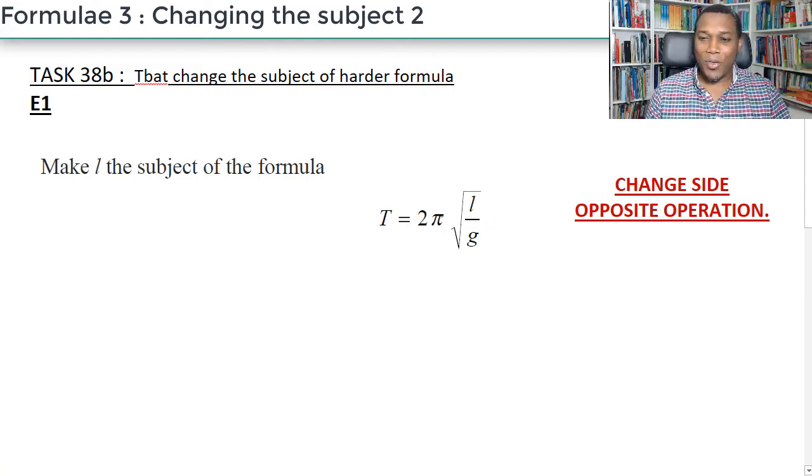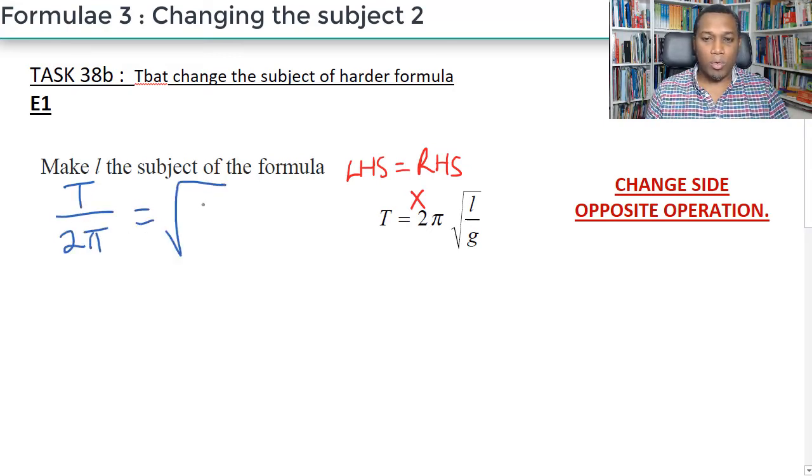Okay. First bit, we have this multiplying by 2 pi. Remember, left-hand side is equal to right-hand side. So I'll make those references. The multiplying by 2 pi on the right needs to go over to the left because I need that L. If it goes over, it changes side, then multiply by 2 pi has to become the opposite operation, which is divide by 2 pi. So my first line will be T divided by 2 pi is equal to the square root of L divided by G. That's my first line there.